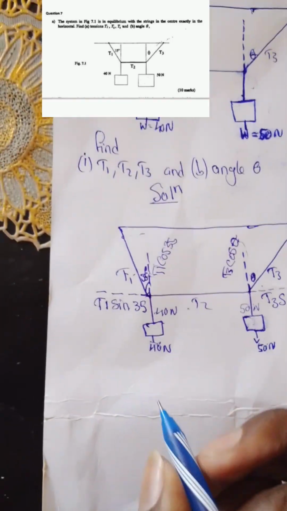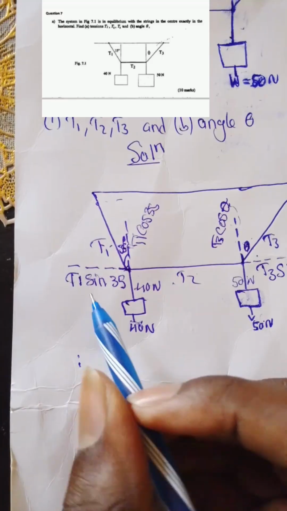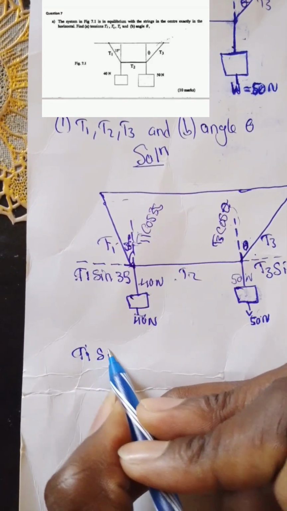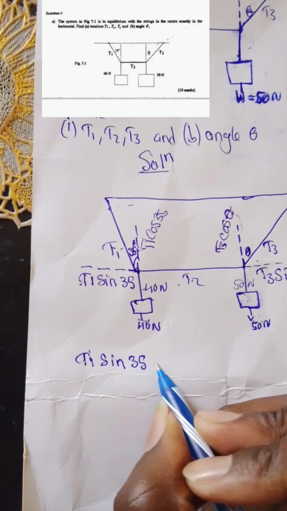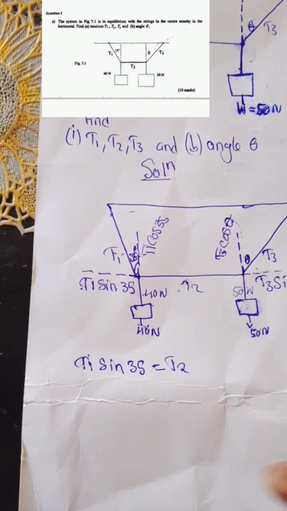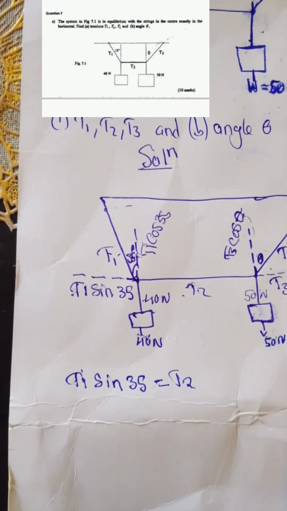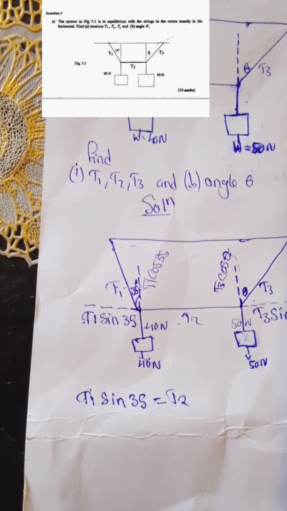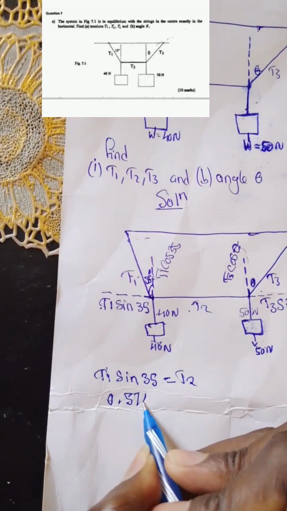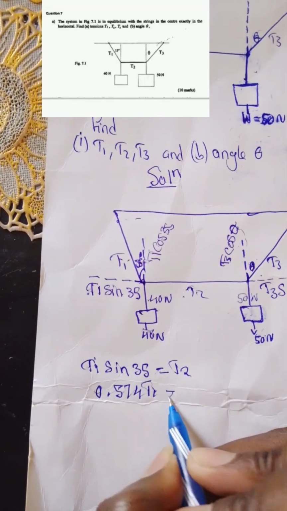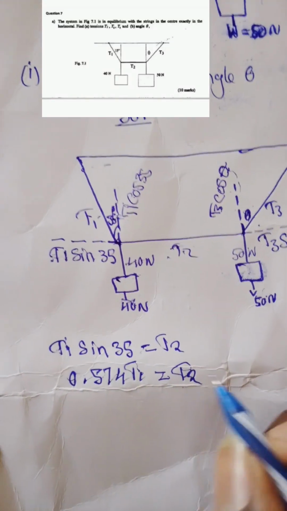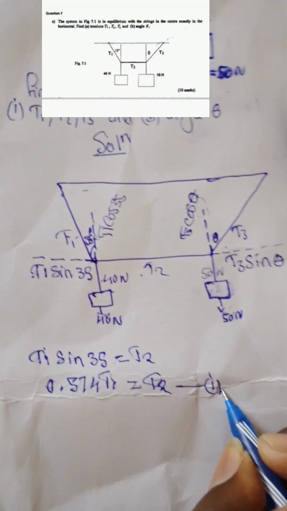So now, let's solve for this part alone. Let's equate the backward forces to the forward force. So we equate T1 sine 35 to T2, the forward force. Now, what's sine 35? Let's punch it on the calculator. Sine 35 is 0.574. So 0.574 T1 is equal to T2. So T2 is equal to 0.574 T1. We'll make this our equation 1.